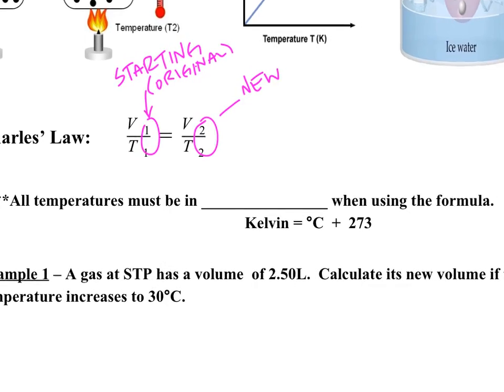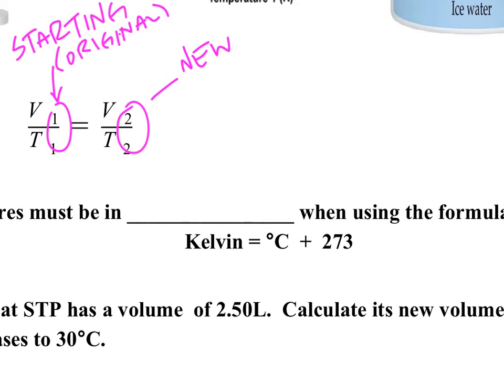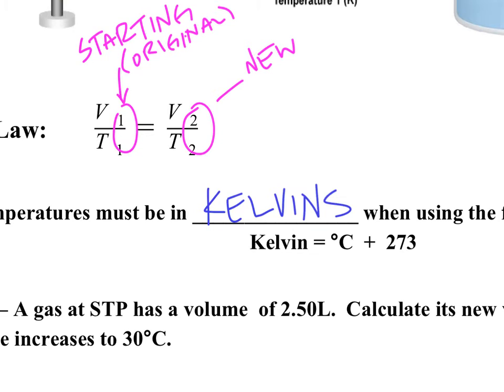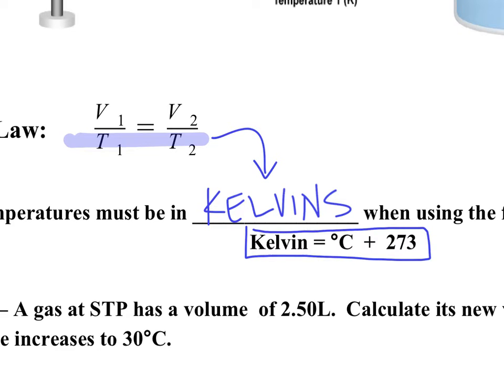One of the things that we mentioned previously is that anytime you're measuring the temperature of a gas, the temperature must be measured in kelvins. When we're using these formulas, these temperatures must always be in kelvins. Remember that Kelvin is equal to your temperature in degrees Celsius plus 273.